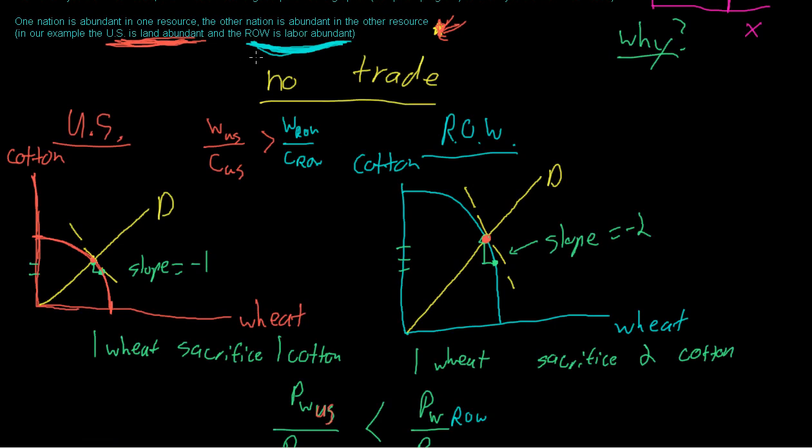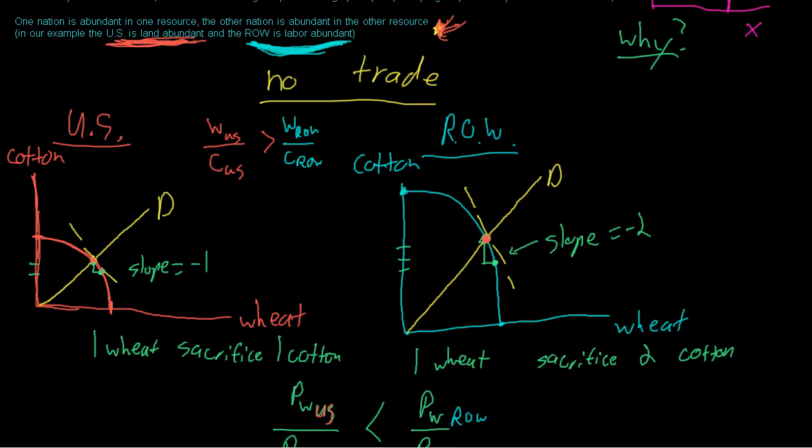Because the rest of the world is labor abundant and cotton is labor intensive, the rest of the world can produce a ton of cotton, and it can still produce a little bit more wheat than the U.S., but not a bunch. So that's all that there is to say about these production possibilities curves.